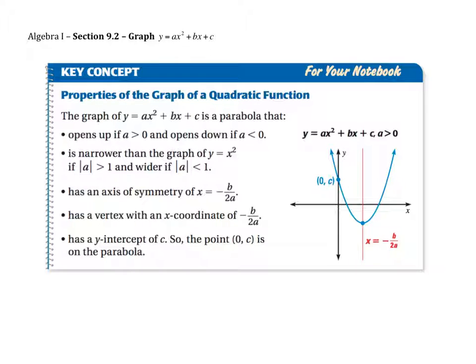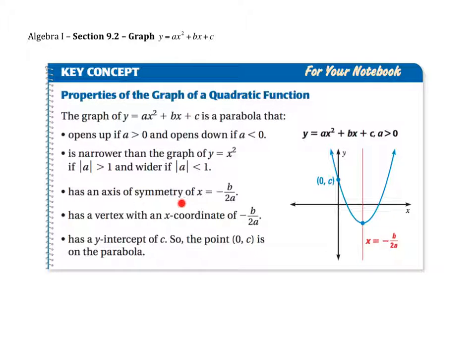It is narrower than the graph of y equals x squared, so there is your parent function, if the absolute value of a is greater than 1, just like we talked about in the last section. So it's that vertical stretch that we were talking about, and wider if the absolute value of a is less than 1, so like a fraction. Again, that is called a vertical compression. So if your a value is a number bigger than 1, it'll get stretched, it'll get skinnier, and if your a value is a number between 0 and 1, then it gets fatter, a vertical compression.